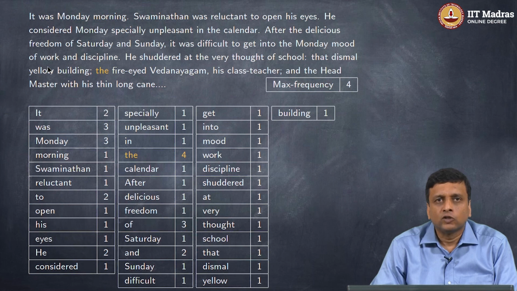School is 1, that is 1, dismal is 1, yellow is 1, building is 1, the comes again. Now, the goes from 4 to 5, and the maximum frequency is 4, and since the has appeared 5 times, we have to update 4 to 5. So, now we know that some word has appeared 5 times.